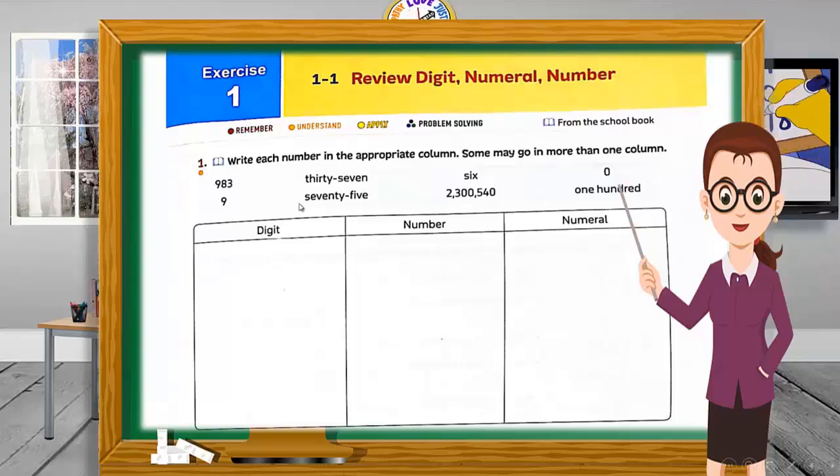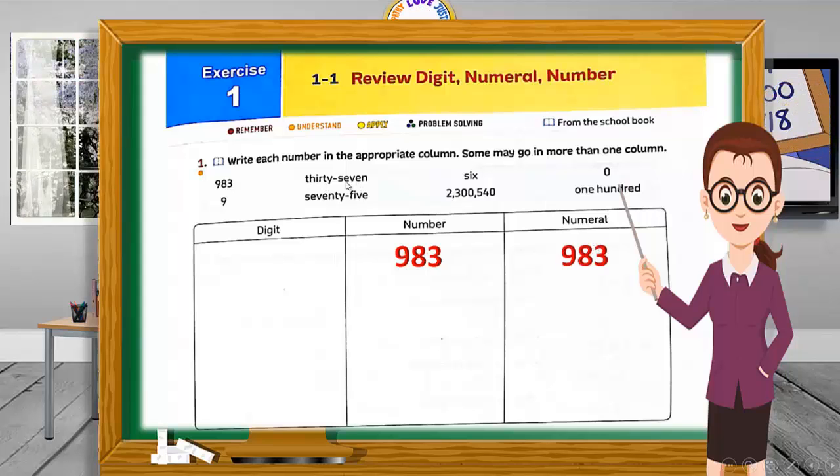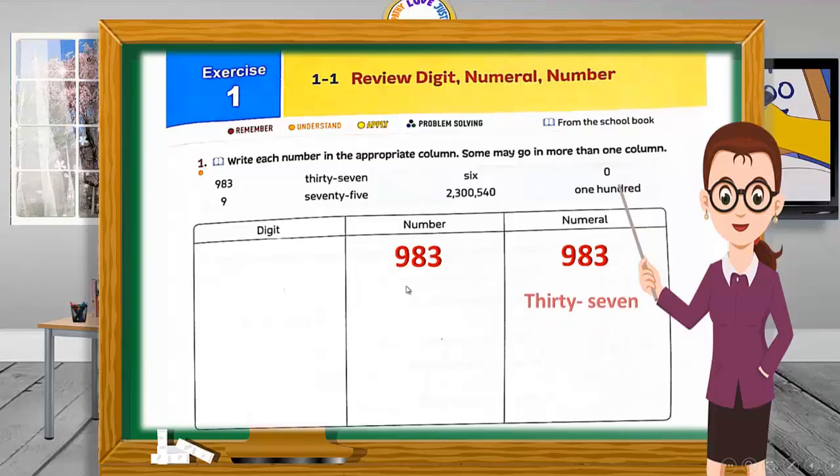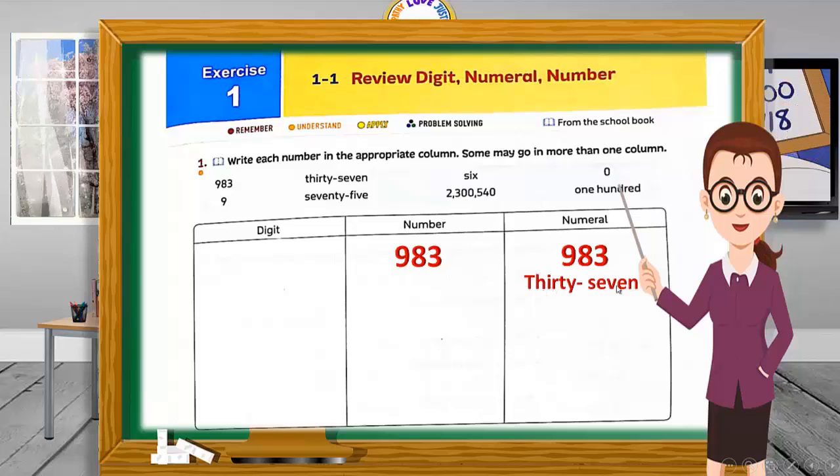So we will put 983 in number. And can you put 983 in numeral? Yes, it is a numeral. Look at the next one, 37. Is 37 a digit? No, not a digit, because 37 is not a single number. And is 37 a number? No, because we write numbers in standard form only. And 37 is a numeral. Yes, we will put 37 in the numeral column.